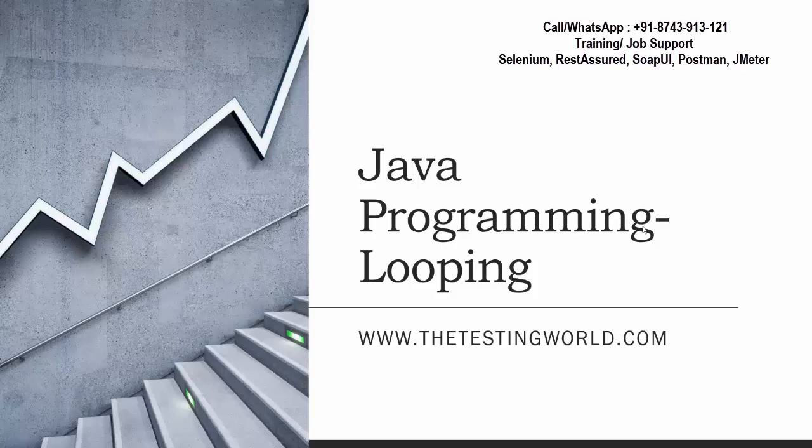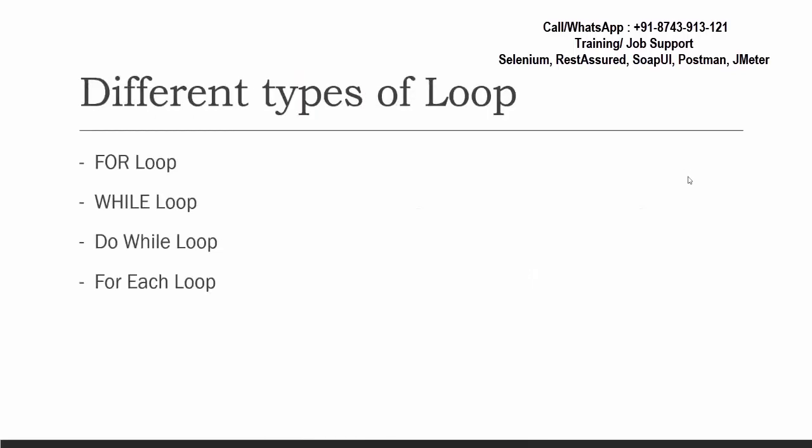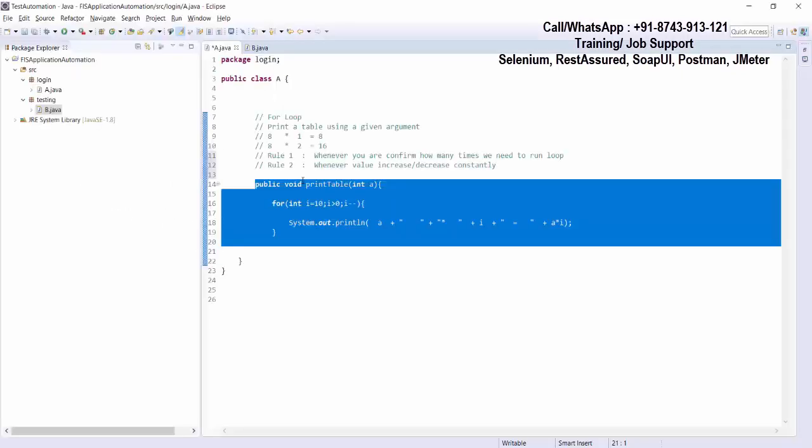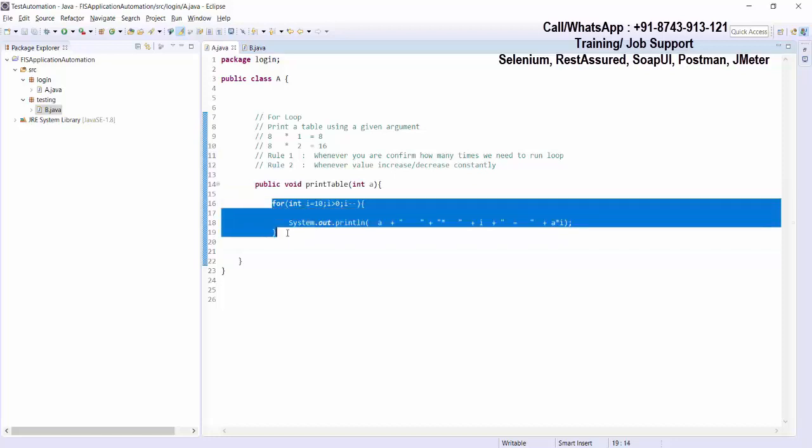In this session, I'll show you the next type of loop, which is the while loop. Previously we have seen the for loop. Now I'll go for the while loop. Moving to Eclipse, and that is the syntax of the for loop.